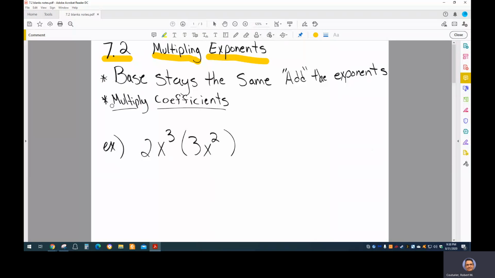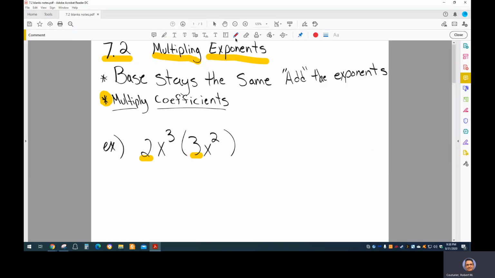You're going to see, though, in our examples, they have more than just the same bases. They'll also have coefficients. So again, we are dealing with multiplication here. So multiplication, we just multiply coefficients. Coefficients are not variables. They are numbers. They're numbers that are telling us how many of this x to the third power do we have? We have 2. How many of this x to the second power do we have? We have 3.